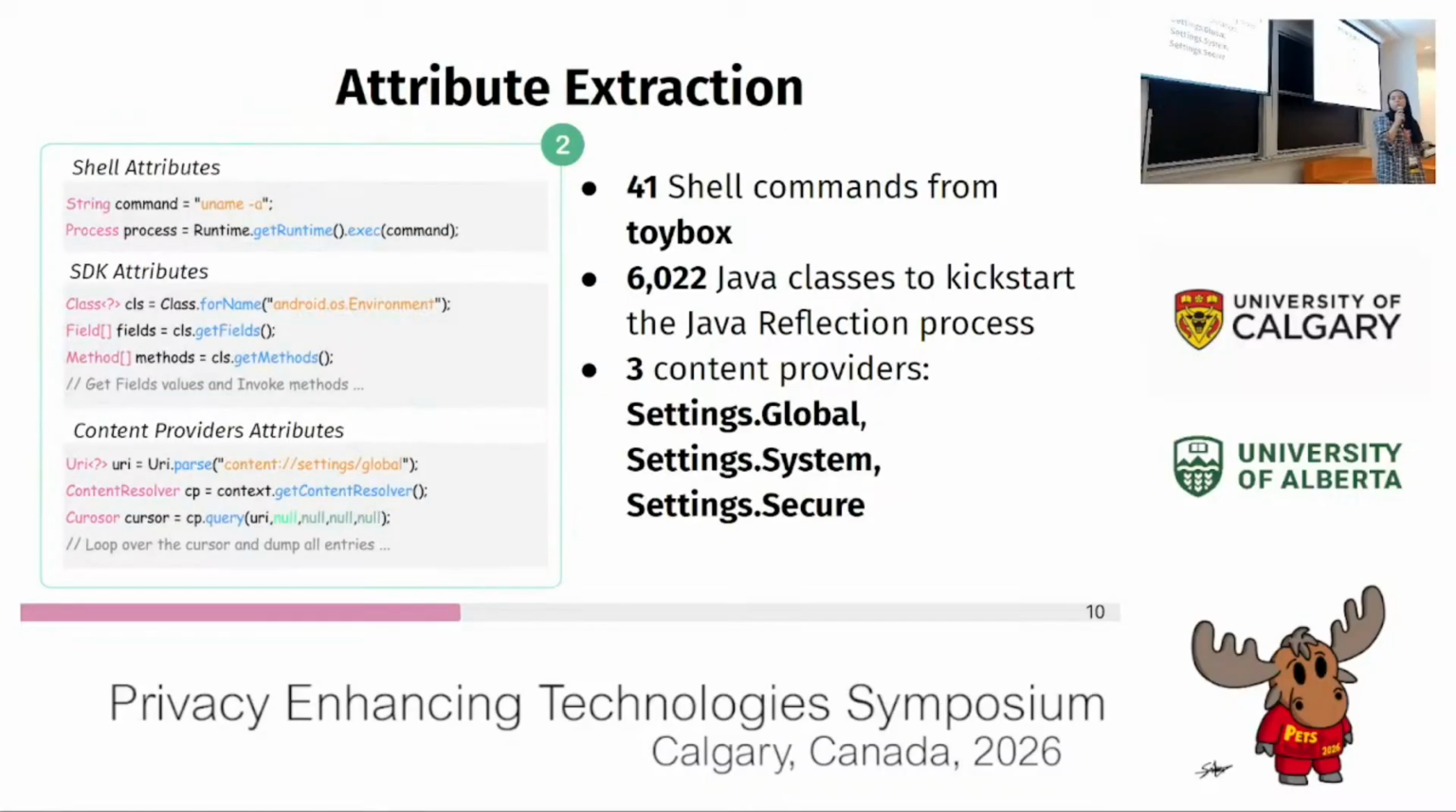Next, we combined three extraction techniques in order to extract the maximum of information. First, we executed 41 shell commands. Second, we leveraged Java reflection in order to explore the collected classes by inspecting those classes and invoking the methods that are in the classes. This process is quite complex since it requires instantiating classes and also resolving the parameters of the methods. After that, we accessed the content of three content providers: the settings global, system, and secure.